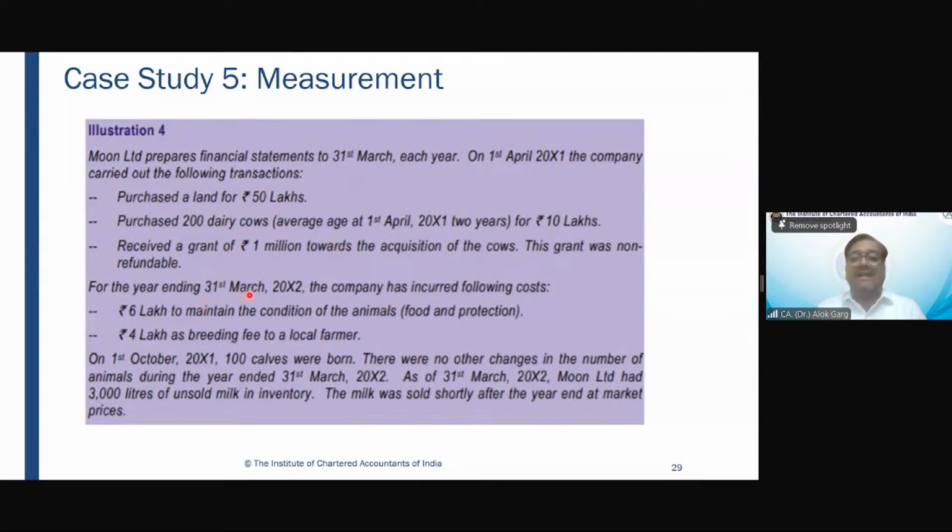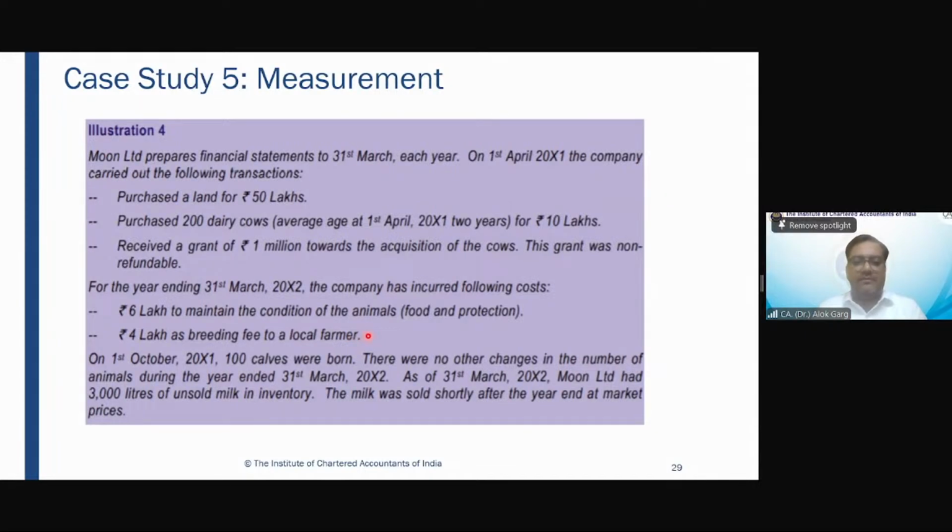For the year ending 31st March 2002, after 1 year, the company has incurred the following costs. 6 lakh to maintain the condition of the animal, food and protection. What is this? Recurring maintenance expenses. Where will it go? P&L, this is an expense. 4 lakh as a breeding fee to a local farmer. This will also go to P&L, right?